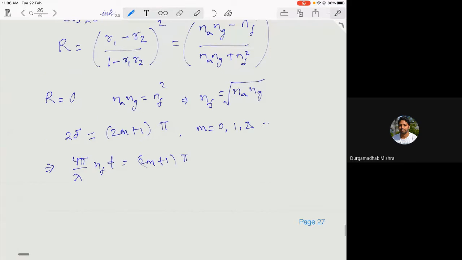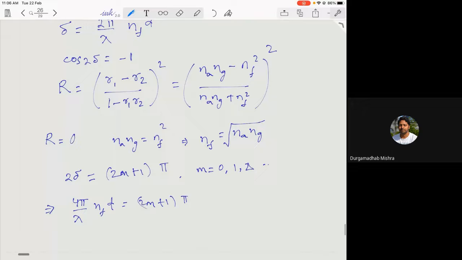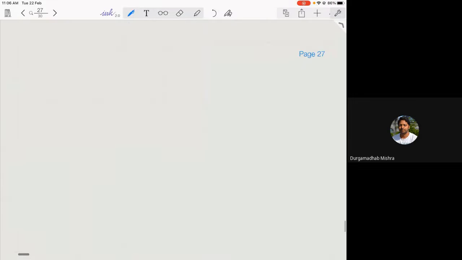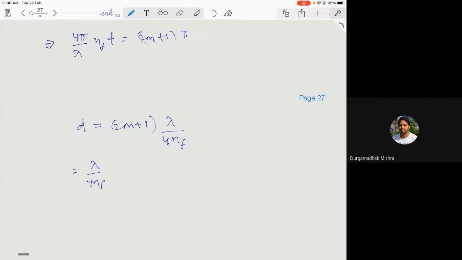which means the value of d should be equal to (2m plus 1) lambda by 4 Nf, which again gives the values lambda by 4 Nf, 3 lambda by 4 Nf, 5 lambda by 4 Nf, and so on. So this is the optimized thickness and the refractive index that you would need in order to make the coating an anti-reflection coating.